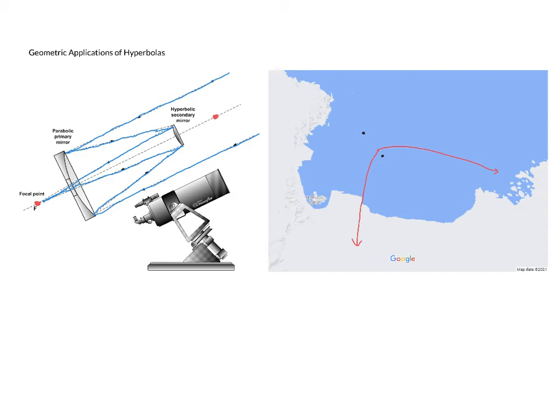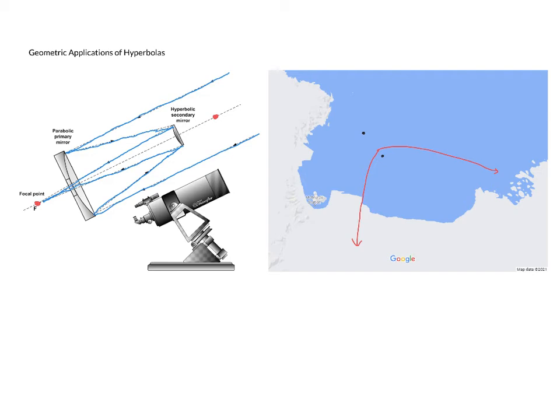So using the definition, any point on this hyperbola, if we look at the distances between that point and these two foci, the difference is going to end up being constant. And that's actually what's going to come into play here.